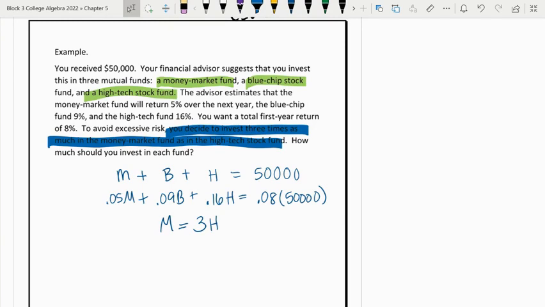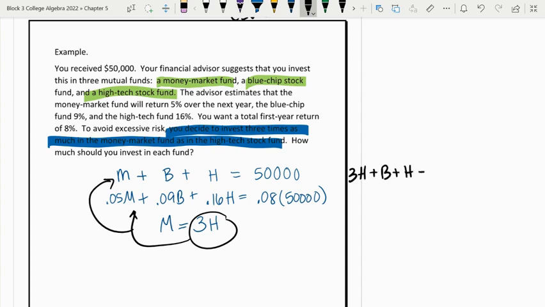All right, let's make these look nicer. I know that M is 3H. I'm going to put that in for both of those M's here. So let's see what I have. So I get 3H plus B plus H equals 50,000. And so that would give me a 4H plus B equals 50,000. And the next equation is, so I'm going to circle that one off.